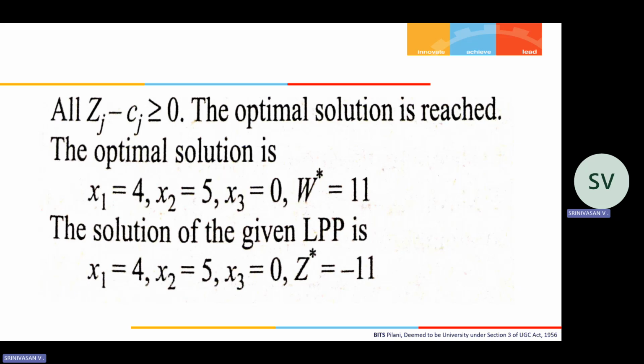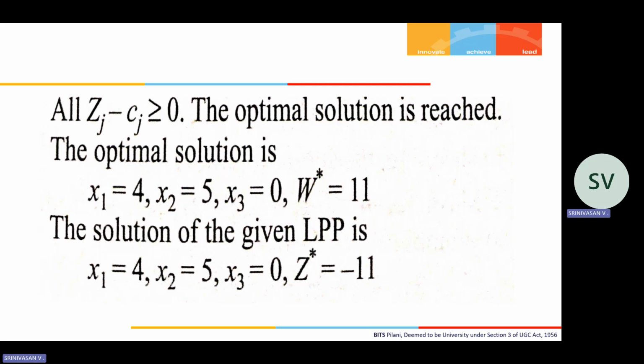Thus the optimal solution is reached. Thus the optimal solution is x1 equal to 4, x2 equal to 5. Well, x3 was there in the original objective function, which is not there in your basic vector column. So you have to put 0. Isn't that? x3 equal to 0. Well, you have x3 value 11, but that is of no help. But x3 is needed, which is not found in your basic vector column. Therefore, put x3 equal to 0.